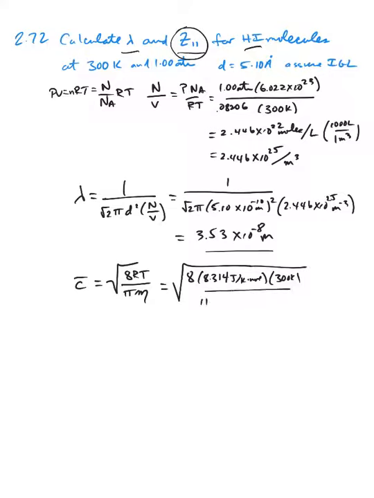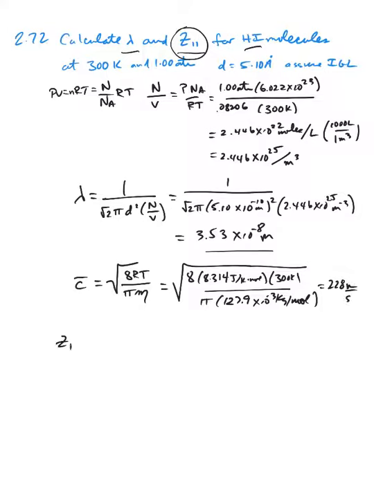and I've got a molar mass here. Remember, it's got to be in kilograms, 127.9 times 10 to the minus 3 kilograms per mole, because kilogram is inside the joules. So I have an average speed of 228 meters per second.